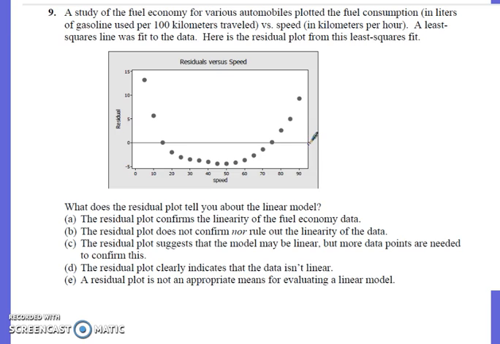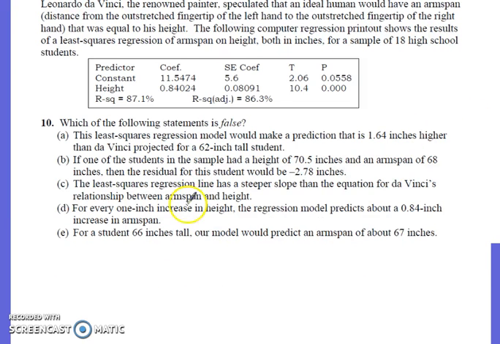What does the residual plot tell you about the linear model? And this is your best answer. It definitely is not random or scattered, so therefore it tells you that it's not a good linear model. To be linear, it needs to be random.